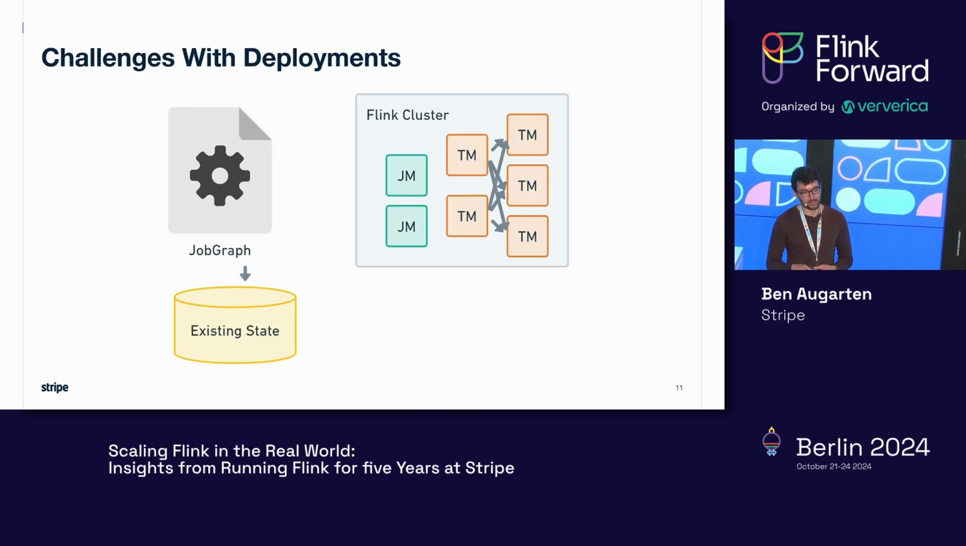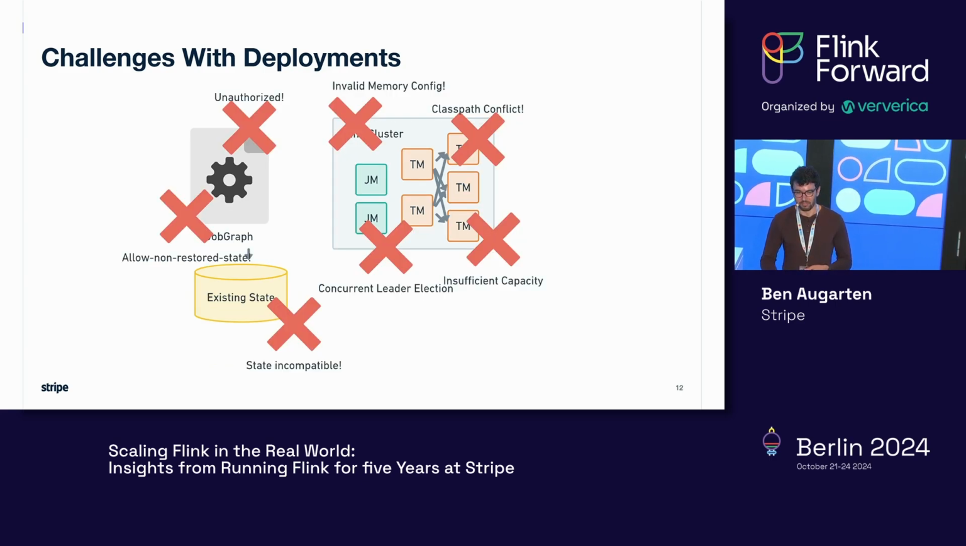So, challenges with the deployments. This is always kind of surprising when people don't really know about Flink. They haven't seen Flink, haven't used it before. It could be hard. You have a job, you have some state, the cluster's up and running. Like, please just run the job, please. But you're very smart. You've used Flink before, and you know that a lot of different things can go wrong.